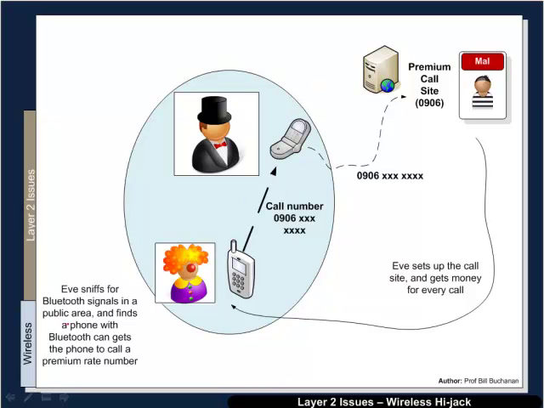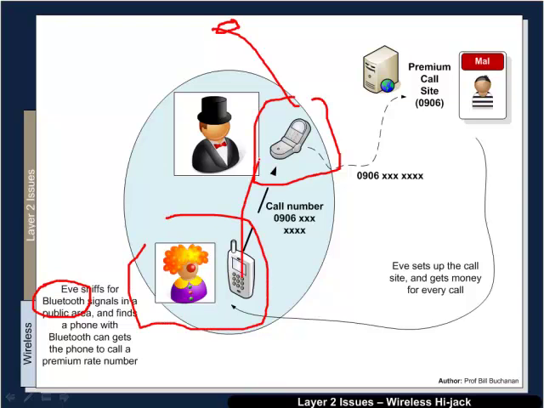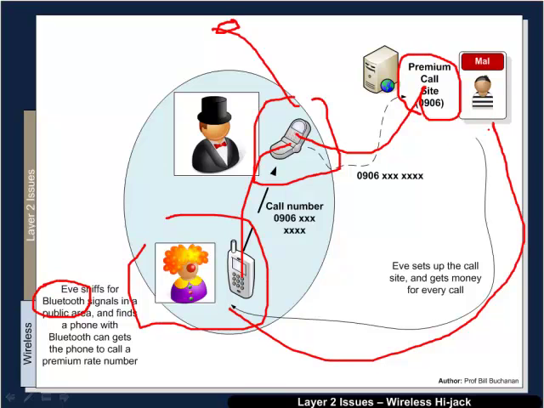Another problem that we have, and typically related to Bluetooth, many phones are enabled with Bluetooth and have Bluetooth on all the time. An intruder can then go nearby, hook into the Bluetooth, and then, if they can get connected, get the phone to call a premium call site, which has already been set up by the intruder so that the number will be dialed and will be charged to the user, of which Eve can make some profit.